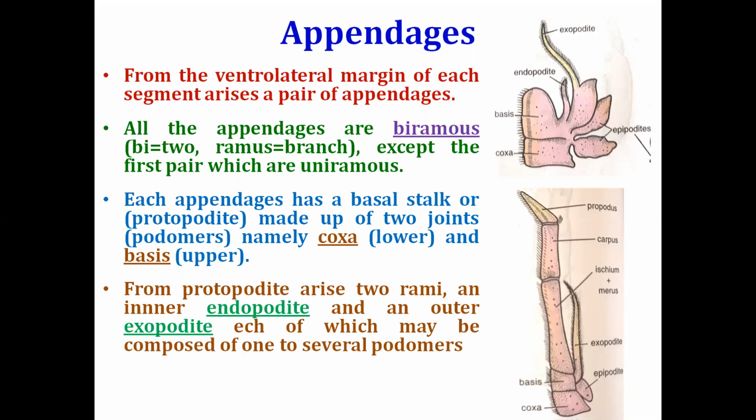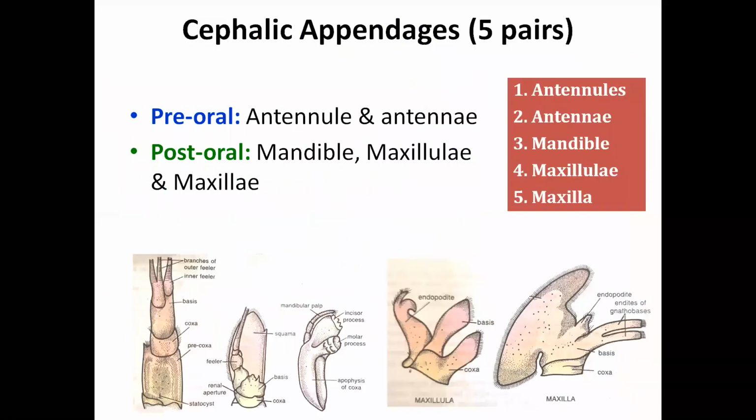Then we also saw the basal stalk. The lower region is known as the coxa, the upper one is the basis. Then we also talked about the endopodite, exopodite and epipodite. Then we took the appendages of the cephalic region. There are 5 pairs: 2 are preoral, antennule and antenna, and 3 are postoral, that is mandible, maxillule and maxilla.